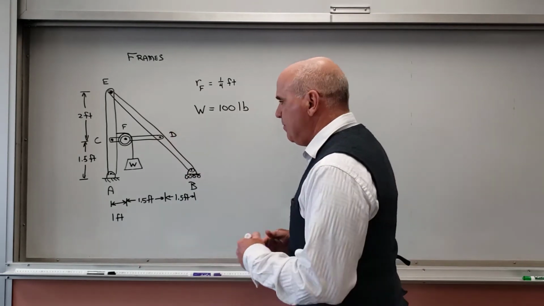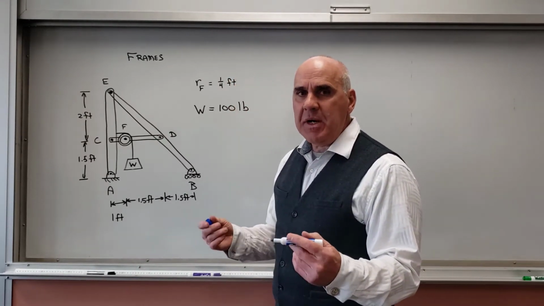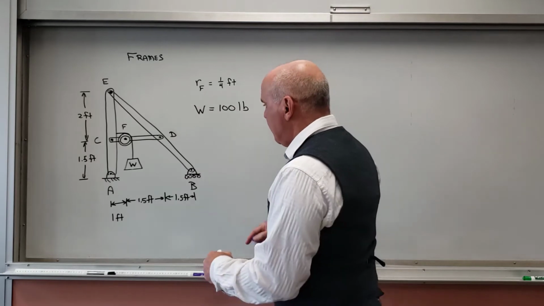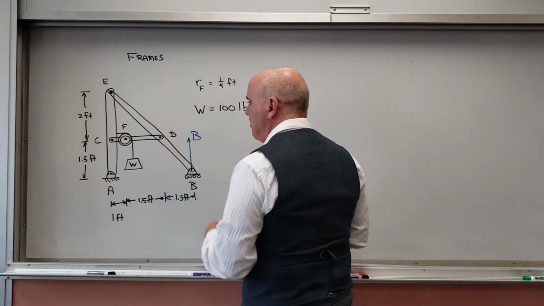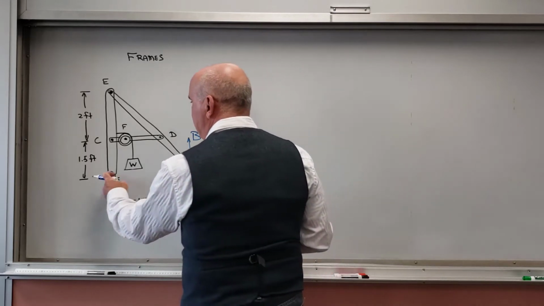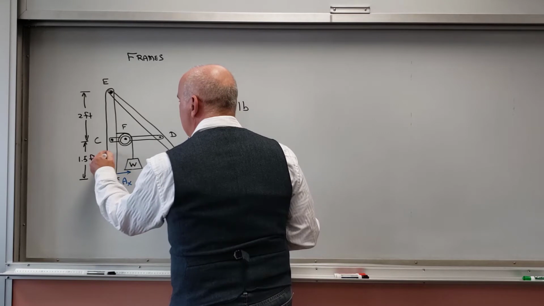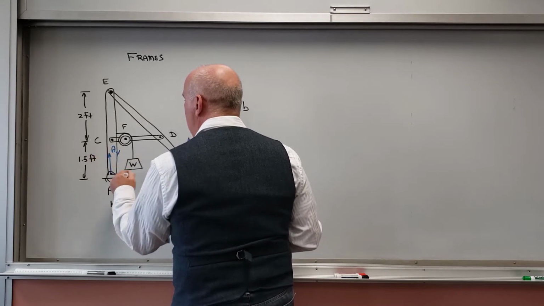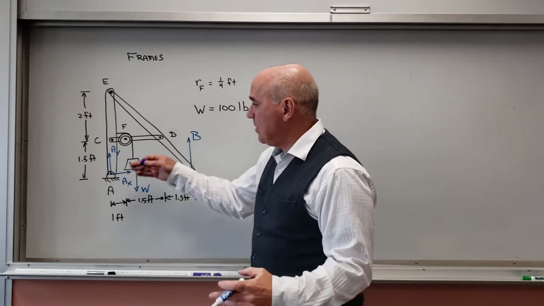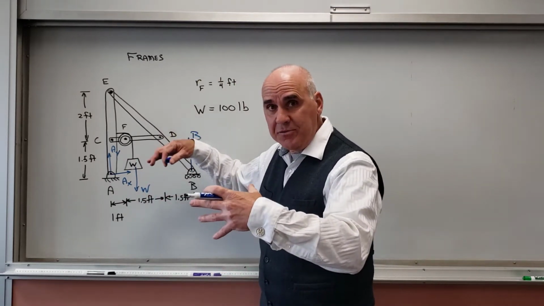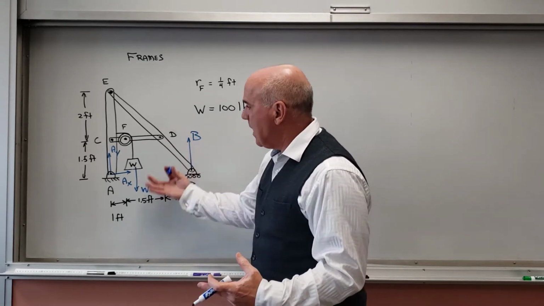All right, so step number one in any of these problems is going to be drawing a free body diagram for the entire structure. So I've got a roller over here at B. And so I'm going to put a force B there, and then I've got a pin over here at A. So I'm going to have an A sub X and an A sub Y, and then I've got W. That's external to the system. The weight is the gravitational force due to the Earth acting on the system, right? So that's external to the system.